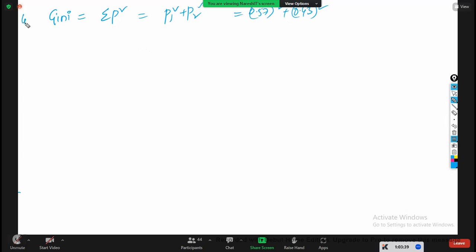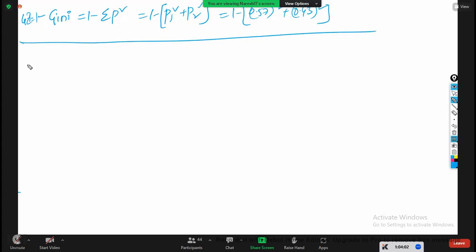If I am calculating the Gini impurity, it means 1 minus of whatever value you have got. That is the previous example. Now, what are we going to calculate? Entropy. Now, what is entropy? Minus sigma P log P to base 2. That is minus P1 log P1 to base 2 minus P2 log P2 to base 2.